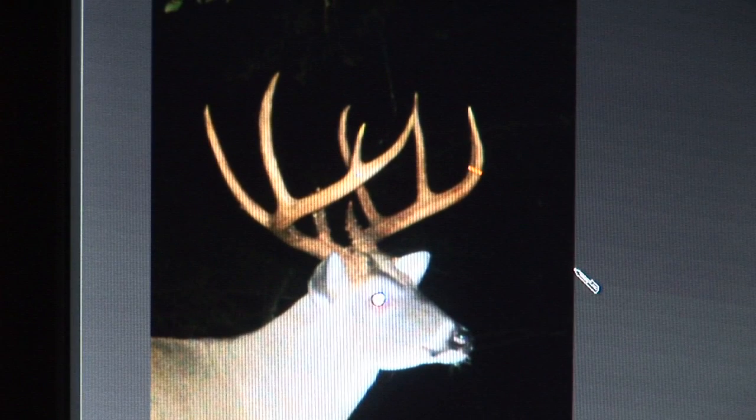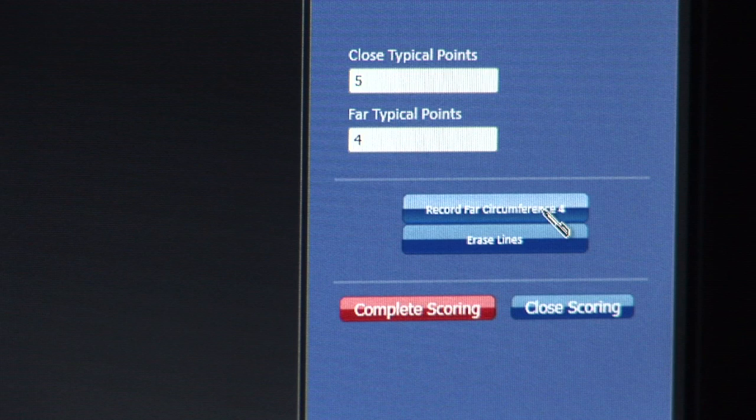Therefore, far circumference 4 is measured halfway between the end of far typical tine 3 and the tip of the main beam. This line demonstrates the proper way to measure far circumference 4. Select Record Far Circumference 4 to move to abnormal points.